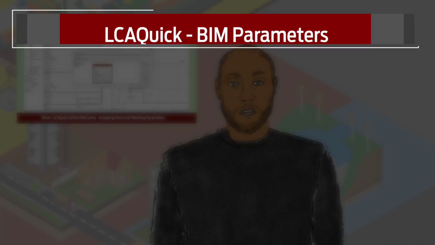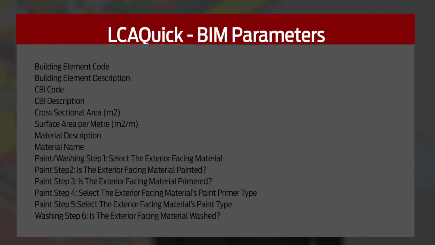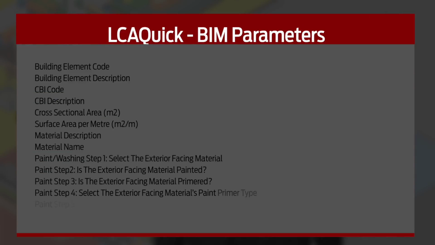LCAQuick requires building material quantities and processes for the paint and washing maintenance to be calculated. This video shows how to adapt your existing BIM models to calculate this information. The process shown uses BIM object parameters like those created in the other videos. Having created these parameters, you need to populate their fields.